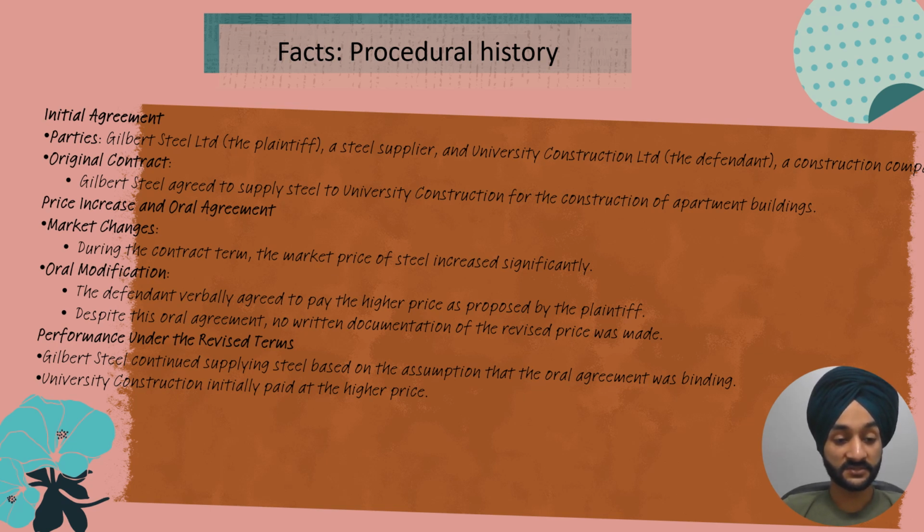Performance under the revised terms. Gilbert Steel continued supplying steel based on the assumption that the oral agreement was binding. University Construction initially paid at the higher price but later refused to do so for the subsequent deliveries.